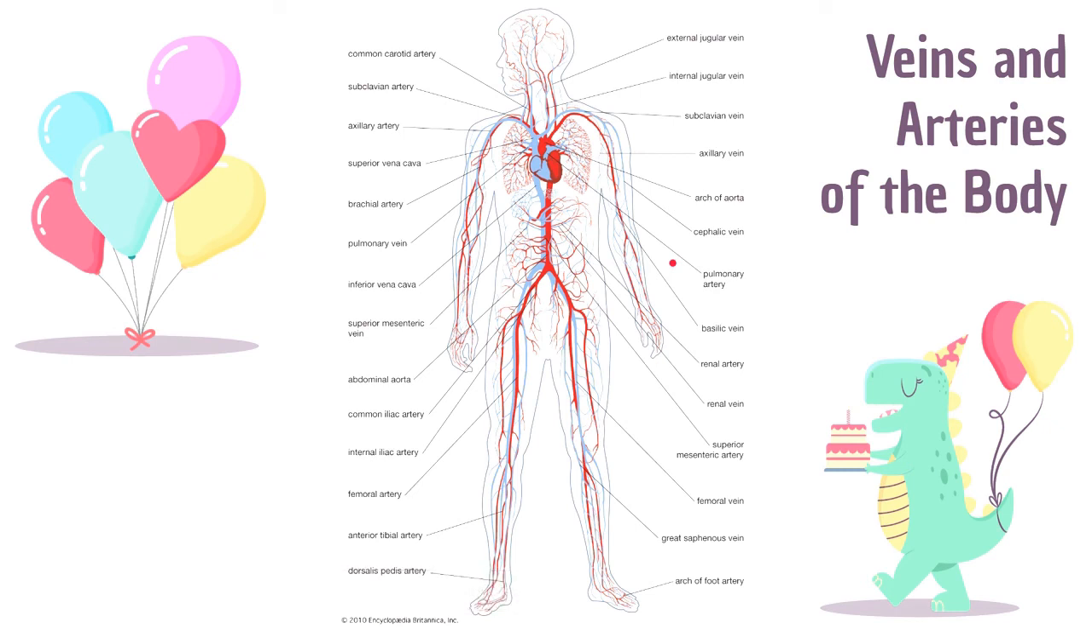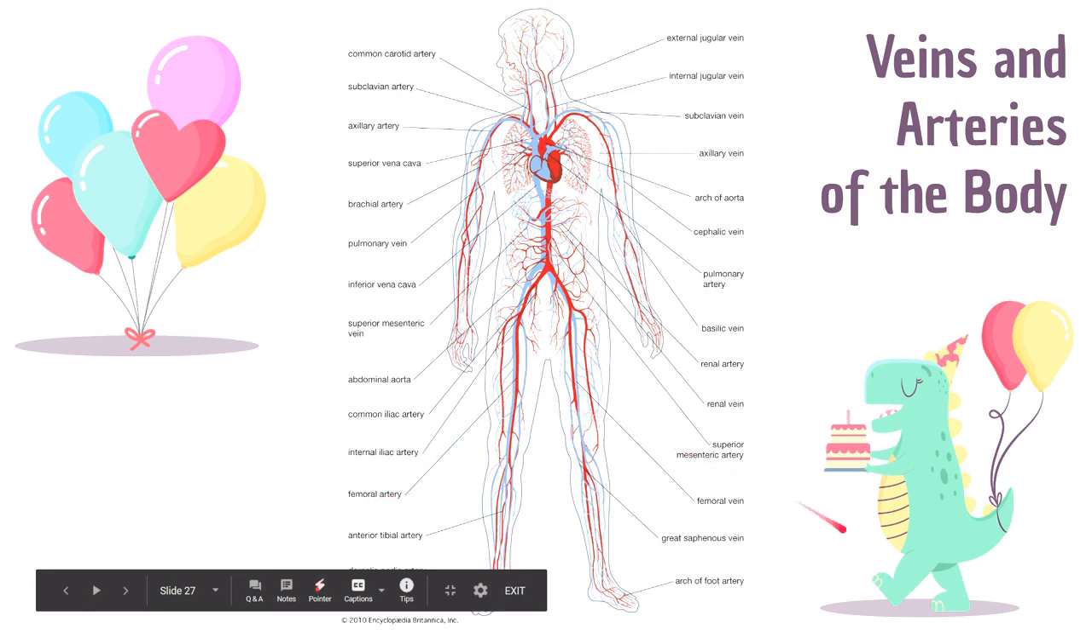So these are the major veins and arteries of the body. If you notice, if you have one artery, it also has a counterpart vein. The axillary artery has a counterpart axillary vein. If you have an abdominal artery, you also have an abdominal vein. A femoral artery, you also have a femoral vein. So these are the major veins and arteries of your body.